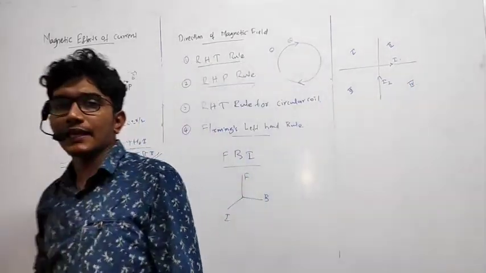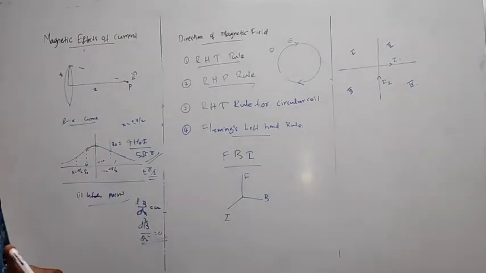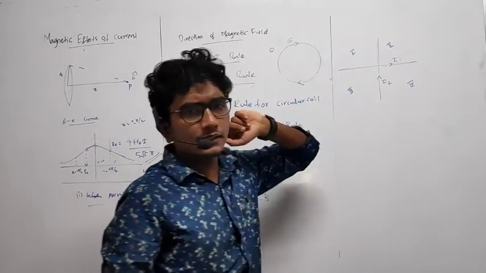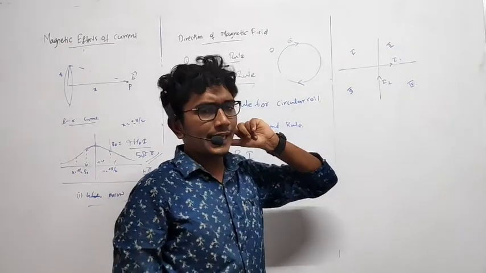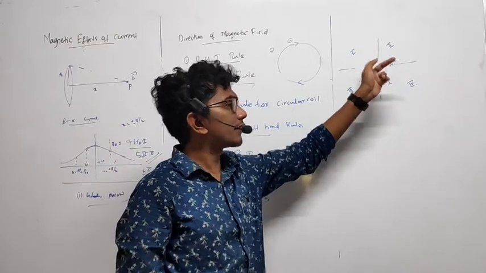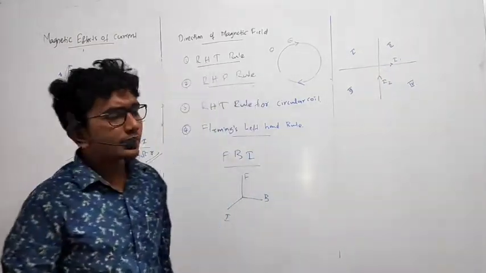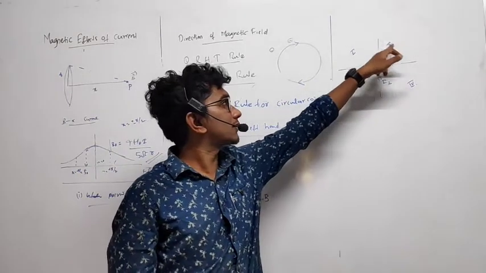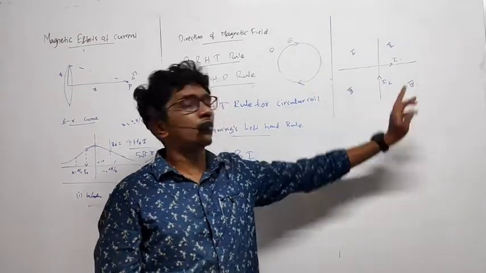There are two current carrying conductors having some length, and the current passing through them is equal to I1 and I2. This is I1 and this is I2. I1 and I2 directions are equal. And there are four quadrants, right? First quadrant, second quadrant, third quadrant, and fourth quadrant.